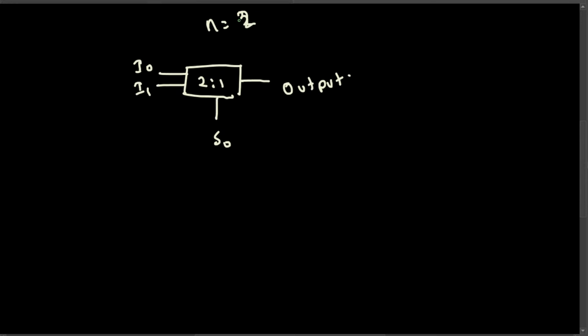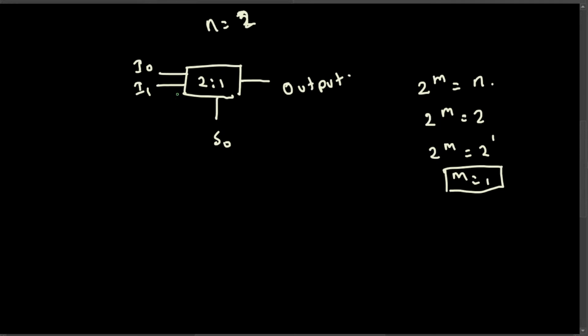If you want to find the number of select lines, say the input is 2 but they don't give the number of select lines, you can find it using this formula: 2 power m is equal to n. Here 2 power m is equal to 2 power 1, therefore m is equal to 1. This is helpful if you have a lot of inputs and the number of select lines is not given.